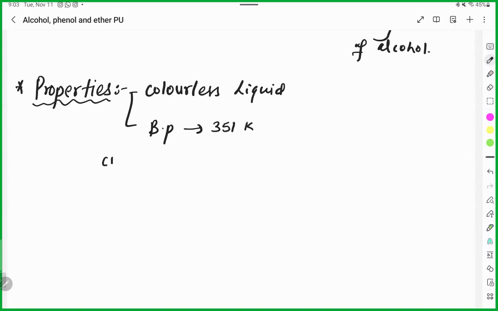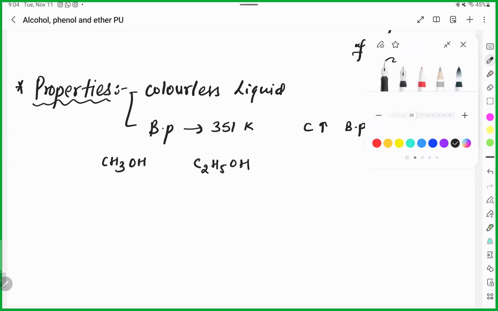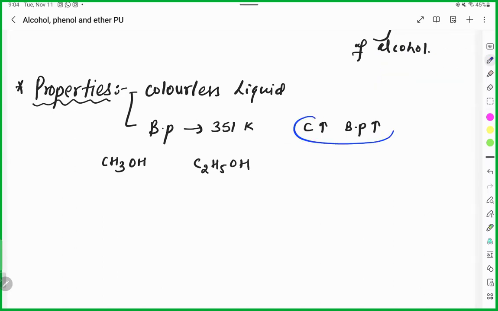Example, if you take methanol and ethanol, there is no branching, it is straight chain. When the number of carbons increases, boiling point also increases. This is the common phenomenon throughout organic chemistry, right? So here boiling point will be more in the case of ethanol.